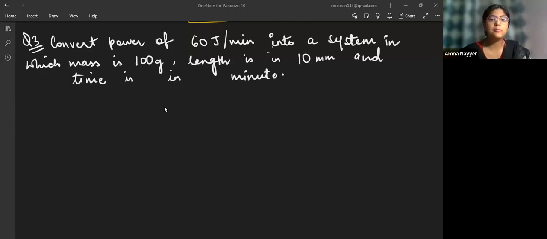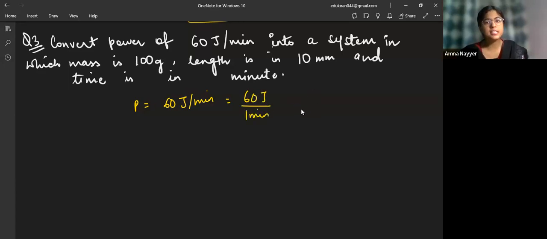Now see, one more thing in this. Here it is saying power is 60 joules per minute. Minute is not an SI unit, and we require this in SI unit, so we'll convert this. 60 joules per minute means 60 joules in 60 seconds, since 1 minute is equal to 60 seconds. So if in 1 minute you have 60 joules, in 1 second you'll have 1 joule. The 60 got cancelled, so 1 joule per second is obtained.